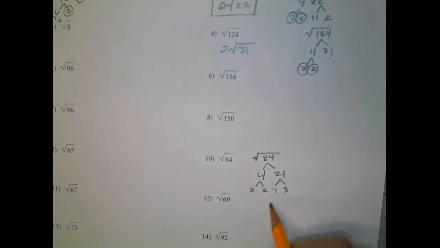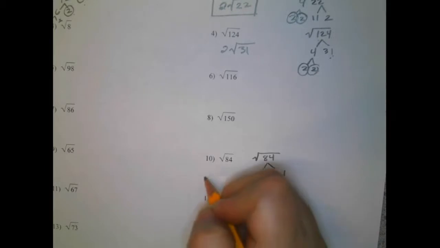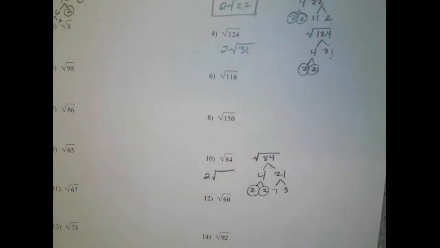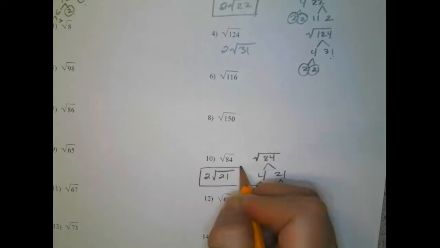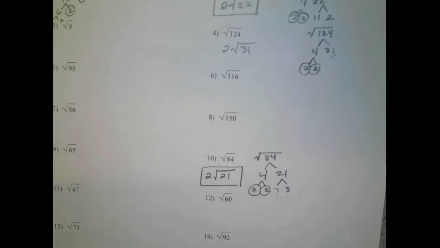Okay. Can I factor out 7? How about 3? No. So I've got a double, right? So what's going to be on the outside of my radical sign? And what's going to be on the inside now? 21. You guys got it? Yes?